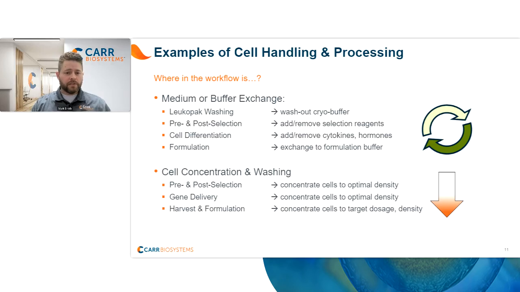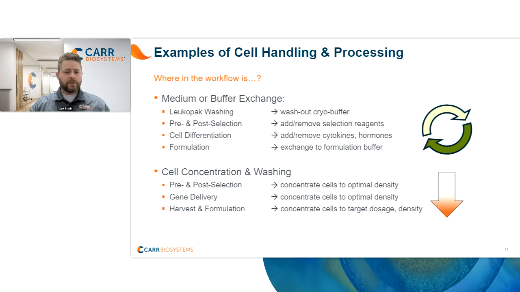So with that, I'd love to get your feedback on which cell handling process steps are the most challenging for you to get right. Is that media exchange, cell concentration, harvest, cell washing, pre-formulation? And as you answer that question, I'm just going to move forward a little bit. Nothing earth-shattering here, so please do answer.